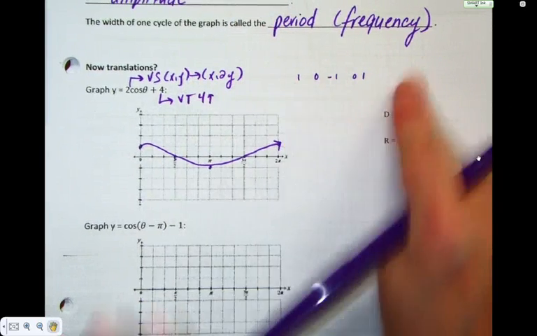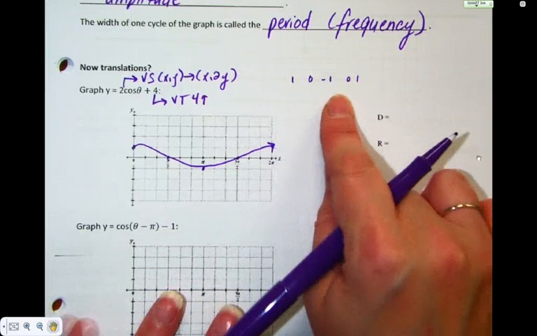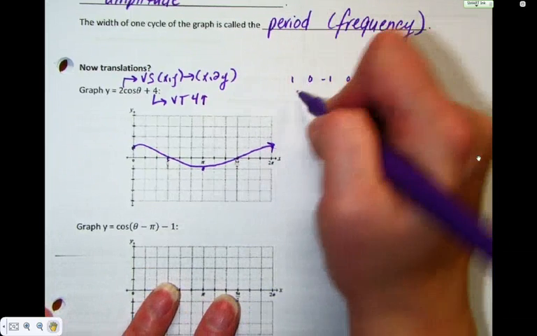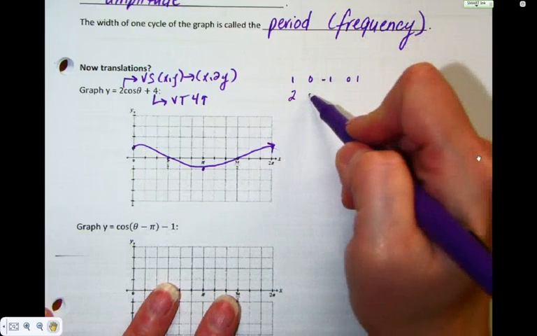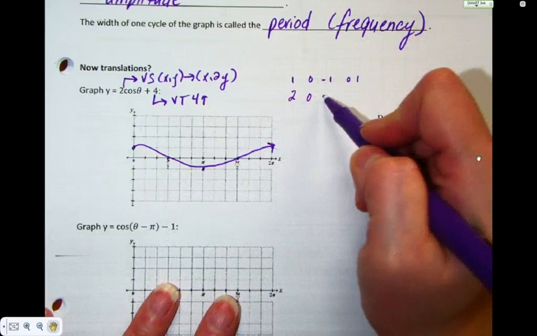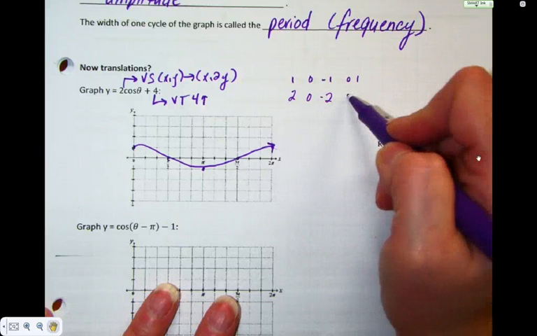Okay, so if you're the point person, we can come over here and just multiply them by 2. So 1 times 2. 0 times 2. Minus 1 times 2. 0 times 2. 1 times 2.